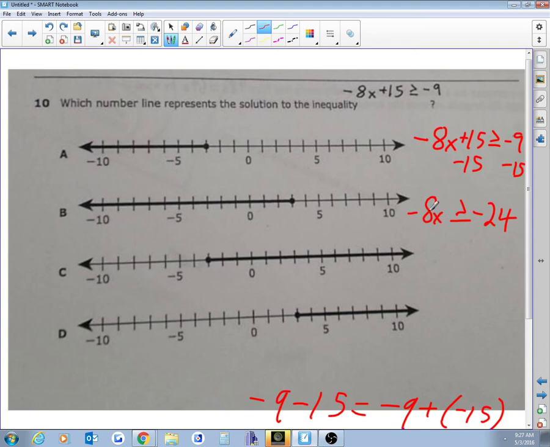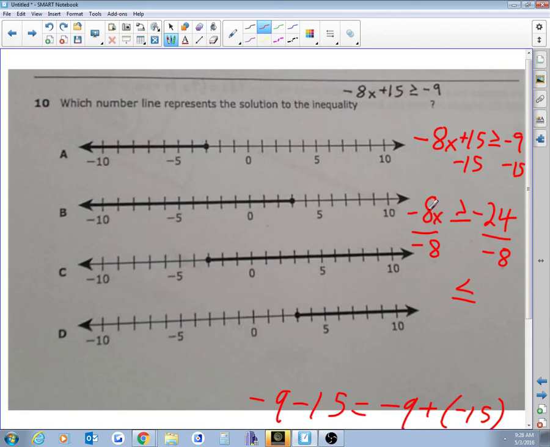So now, in order to get rid of this times negative 8, we're going to divide by negative 8. What you do to one side, you have to do to the other side. But when you multiply or divide by a negative number, you must flip the sign. Let me say that again. When you multiply or divide by a negative number, you must flip the sign. So we're dividing both sides by negative 8, and we are going to flip our sign.